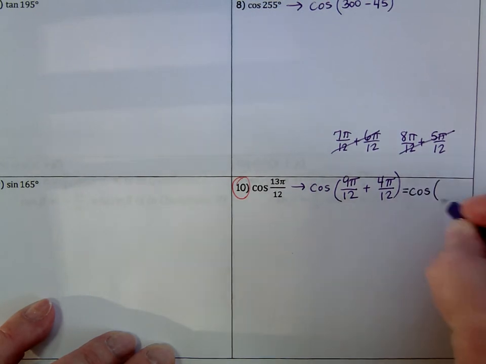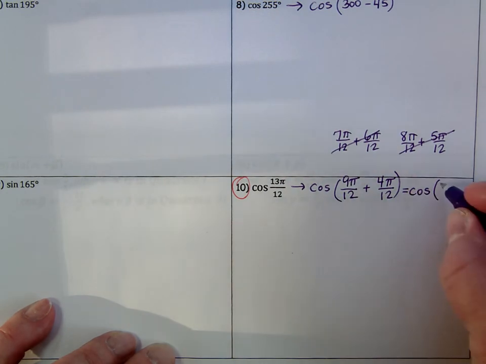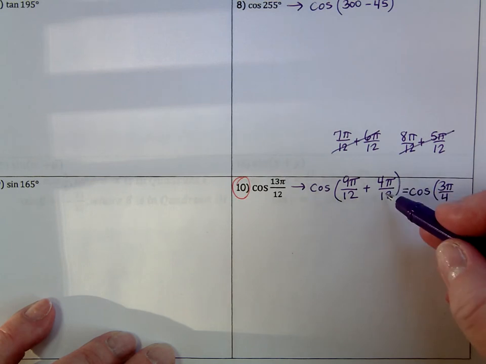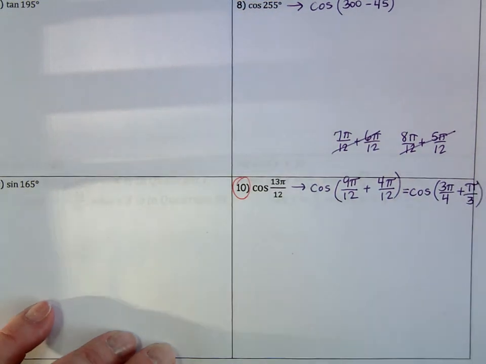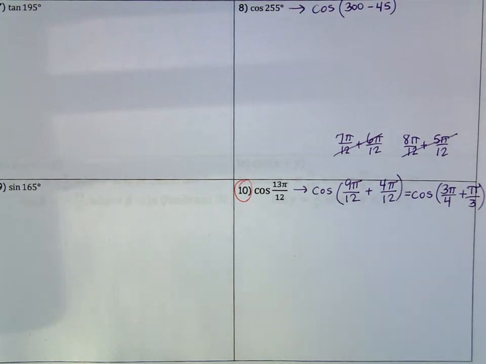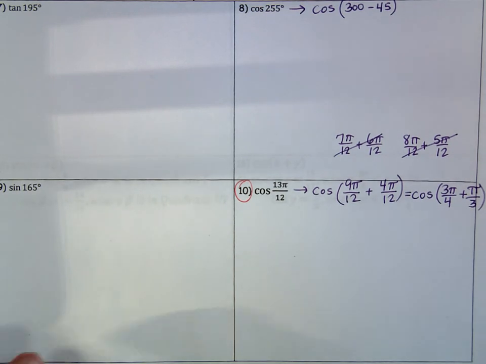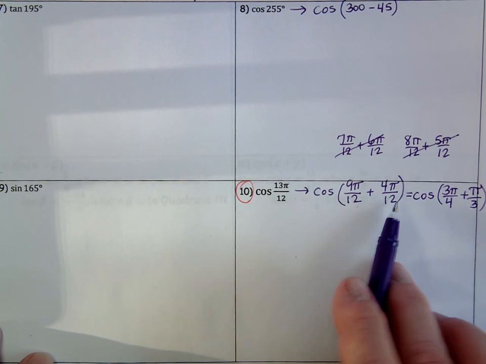3 goes into both of these. 3 goes into 9 3 times, and into 12 4 times. 4 goes into both of these. 4 goes into 4 once. I just get the pi. And 4 goes into 12 3 times. Well, 3 pi over 4 and pi over 3 are both values that are on your chart. That's the whole goal of this. You're going to pick the combination that gives you values that will reduce to be on your chart. Start out with the common denominators and then reduce it from there.